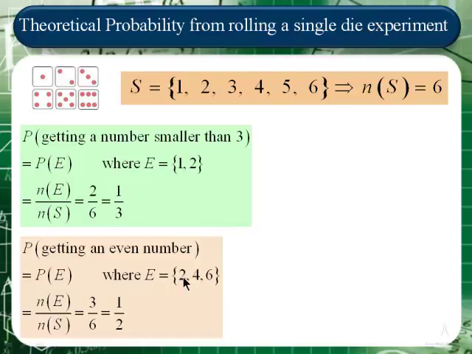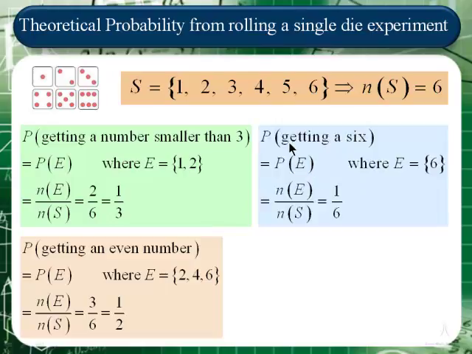The probability of getting an even number: in this case we have a set containing the outcomes 2, 4 and 6, so therefore the cardinal number of the event is 3. So the probability of this event is the cardinal number of the event, which is 3, divided by the cardinal number of the sample space, S, which is 6. So the probability is a half, or 50%. So here we have a 50-50 chance of this event occurring.